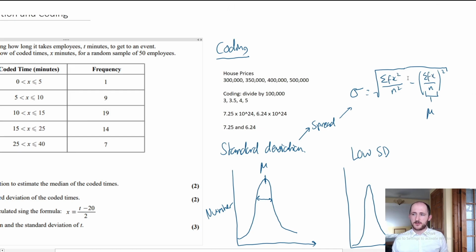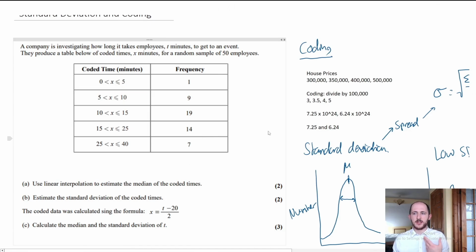And I may even show you later on how to do this all on a calculator anyway, by entering in the data yourself. But it's very situational because calculators don't just do it for every single table that exists. Hopefully that gives you a bit of a brief introduction into what standard deviation and coding are, but let's actually get into doing some of these questions.